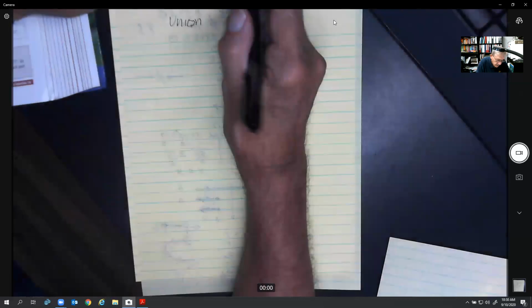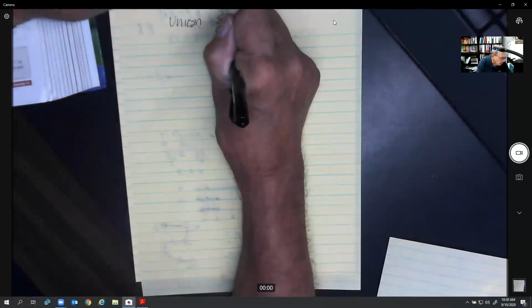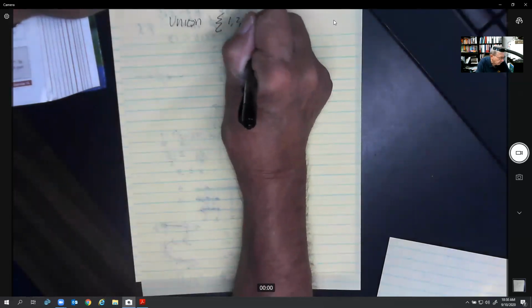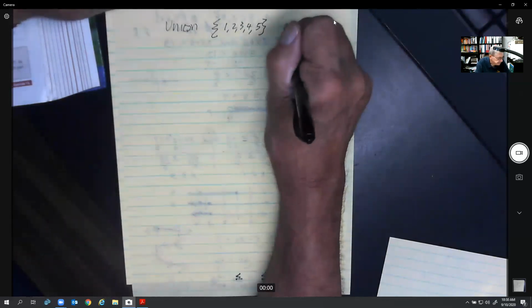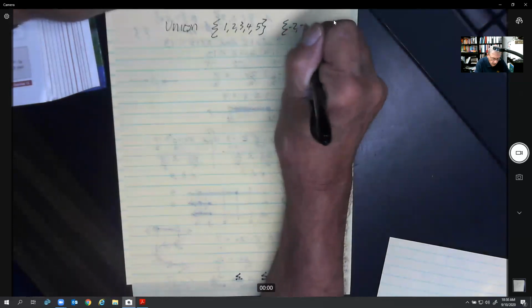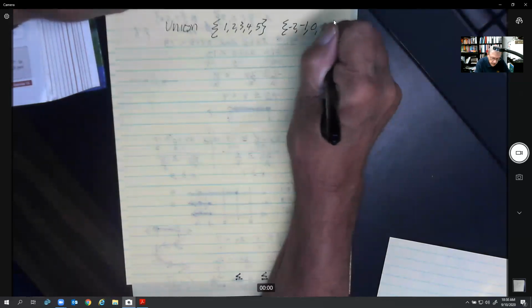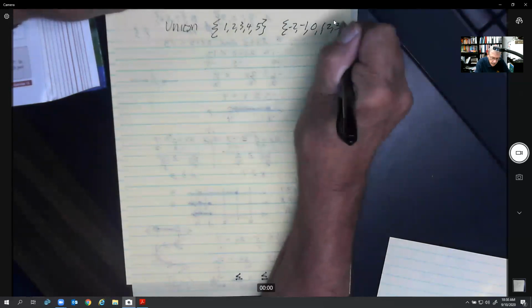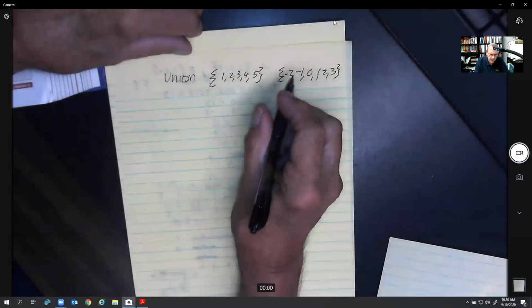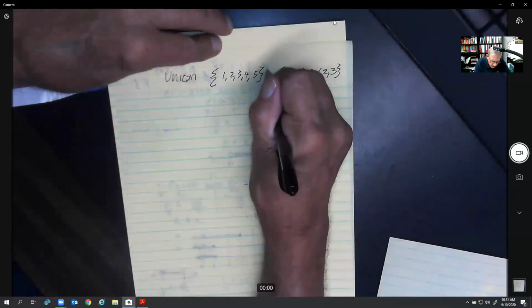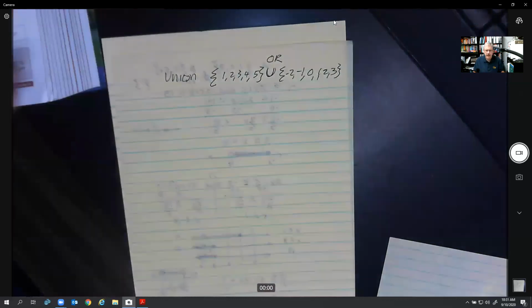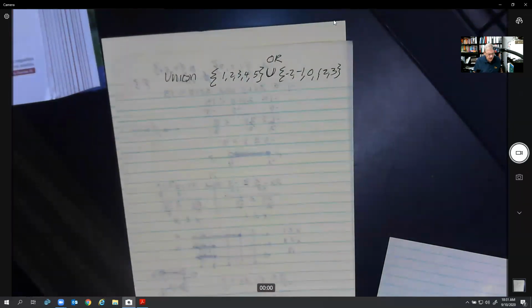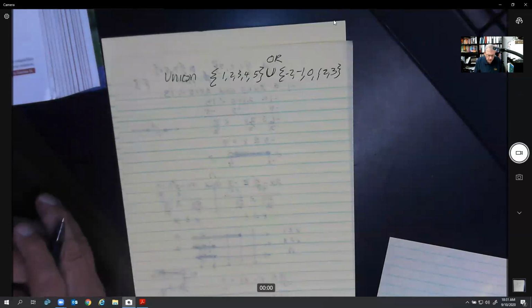Remember our original set was 1, 2, 3, 4, 5. And our other set was -2, -1, 0, 1, 2, 3. But now instead of an intersection, we're going to do a union. A union is an or statement. You could have written the word or. So in an or statement or a union, remember only one part has to be true. They could both be true.